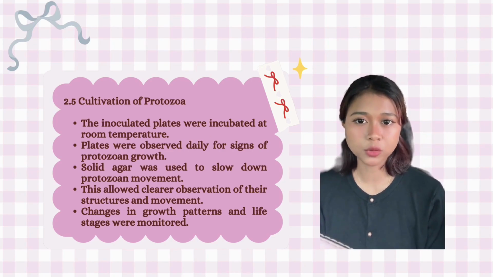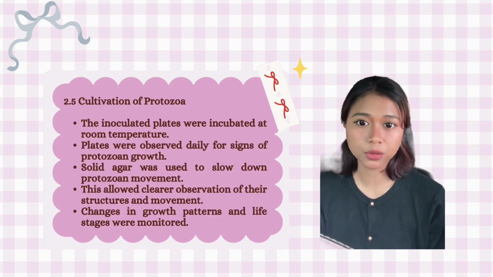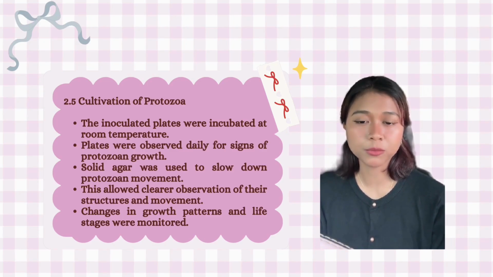Next is cultivation of protozoa. The inoculated plates were incubated at room temperature. Plates were observed daily for signs of protozoan growth. Solid agar was used to slow down protozoan movement. This allowed clearer observation of their structures and movement. Changes in growth pattern and life stages were also monitored.